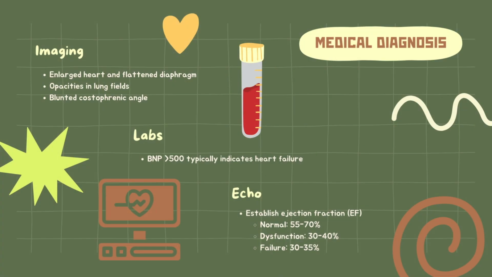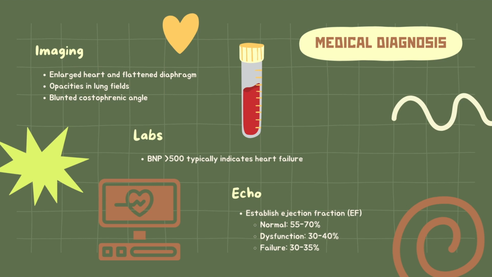So when it comes down to medical diagnosis for heart failure, what are we going to be looking at? You can look at imaging: an enlarged heart and flattened diaphragm, opacities in the lung fields, or a blunted costophrenic angle. For labs, they're going to look at BNP, which is B-type natriuretic peptide. Normal levels are less than 100, but with heart failure the labs would be over 500. And then they will also get an echo to establish the ejection fraction.